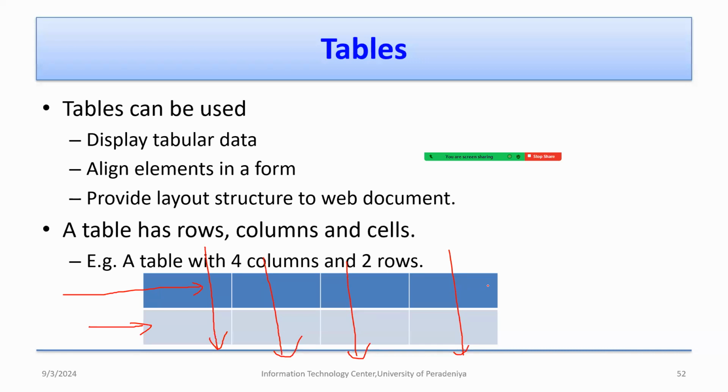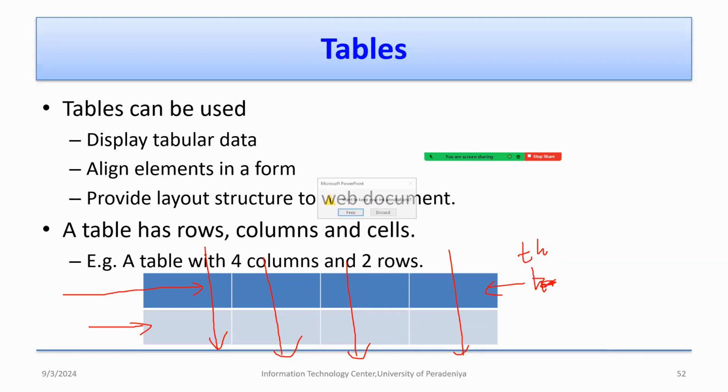Two rows. Usually the first row is called the header row. Or we call it the table row header. Table header. Rather than header row, we call it table header, right?